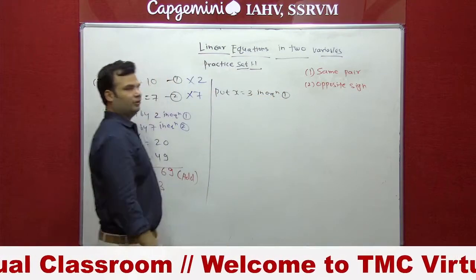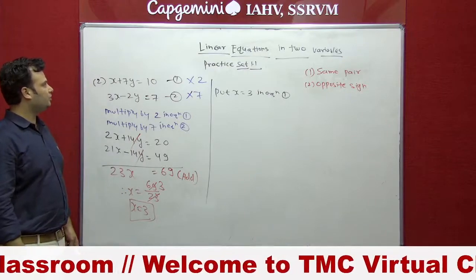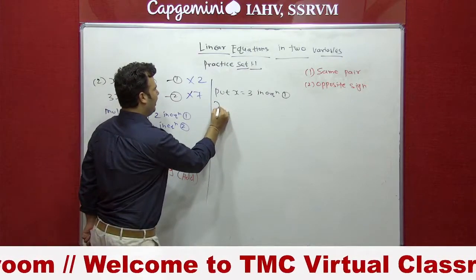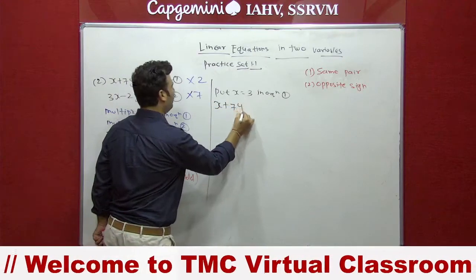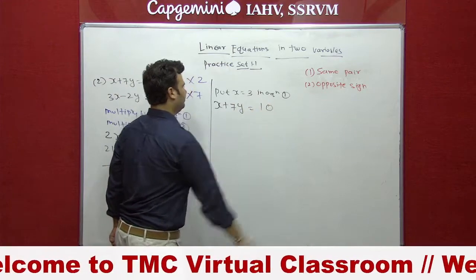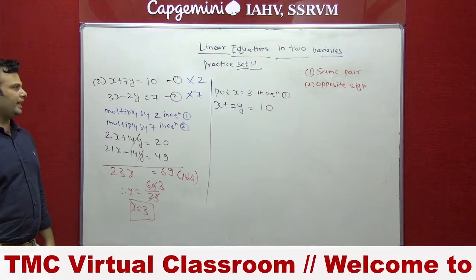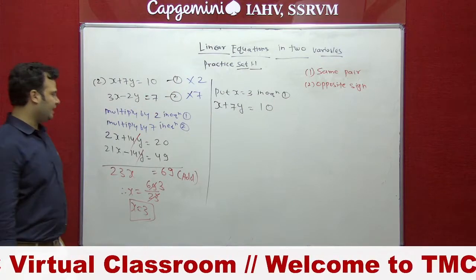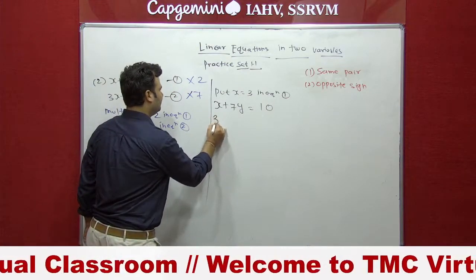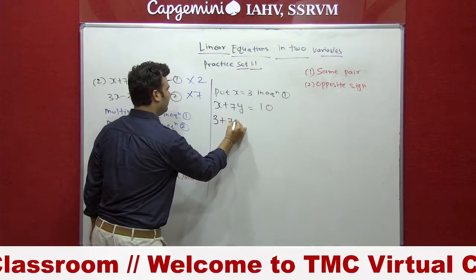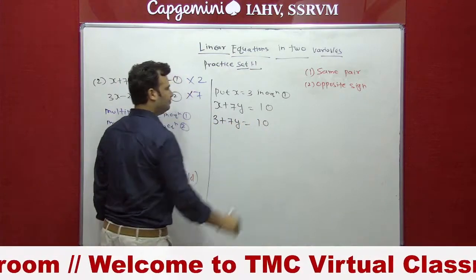Equation number 1. So student, what is equation 1? That is x plus 7y equal to 10. X plus 7y equal to 10. So what is the value of x? X is given 3, plus 7y equal to 10.